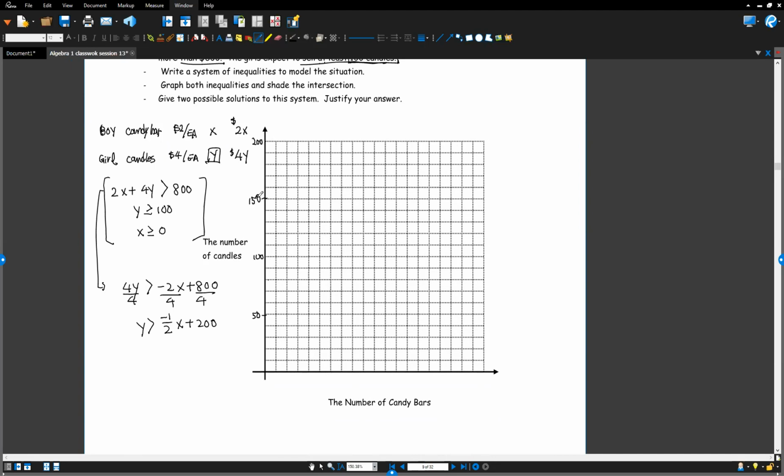Number of candy bars is greater than 10. 1, 2, 3, 4, 5, 6, 7, 8, 9, 10. Oh, that's fine, okay? Greater than. You can use this one too.